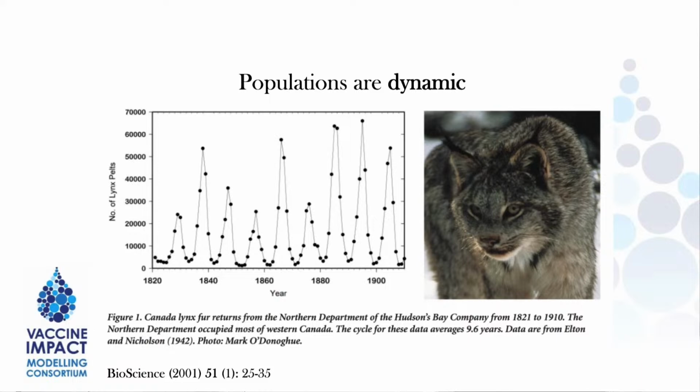So what could be generating that? Anyone got any ideas? I've just remembered I should be interactive. What do you think could generate cycles in a population like this? Has anyone got any? Yeah, and could you say your name and where you're from before you talk?